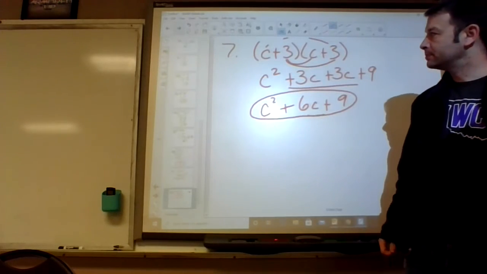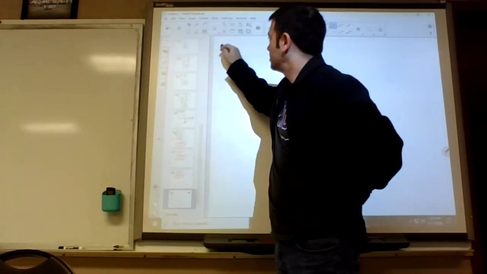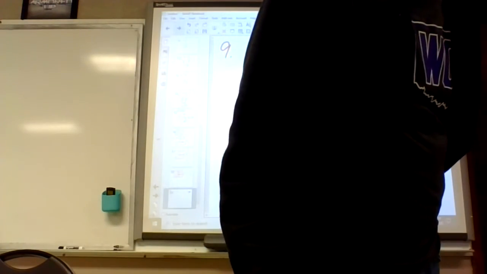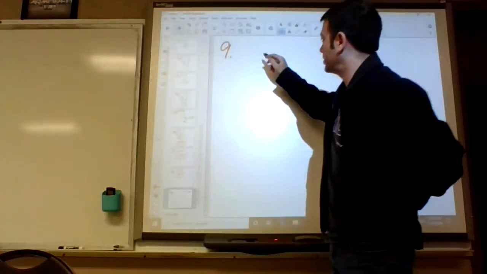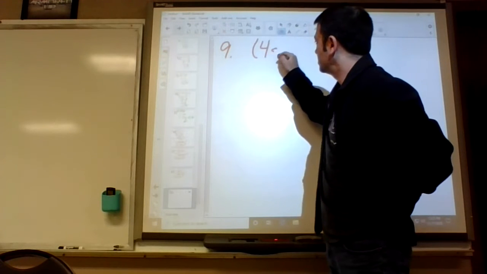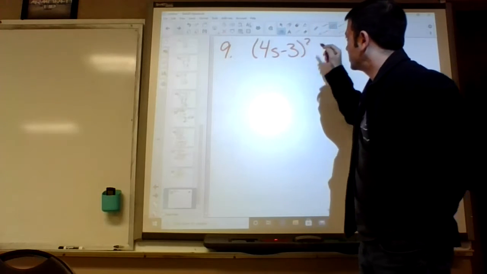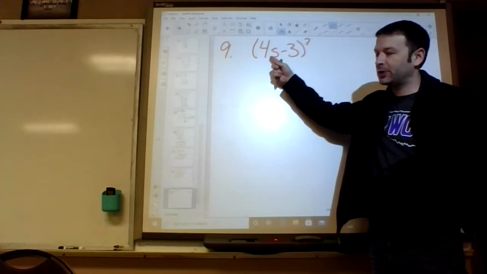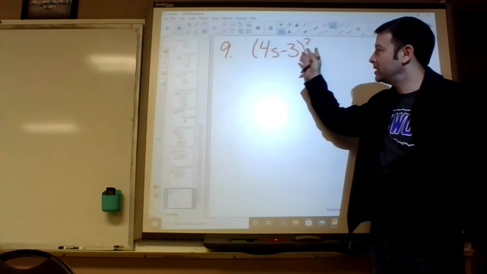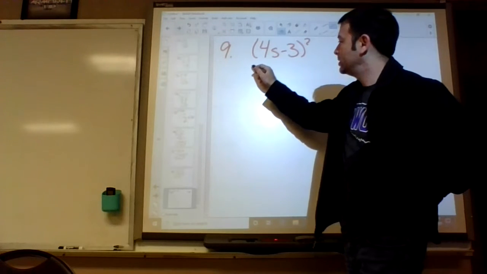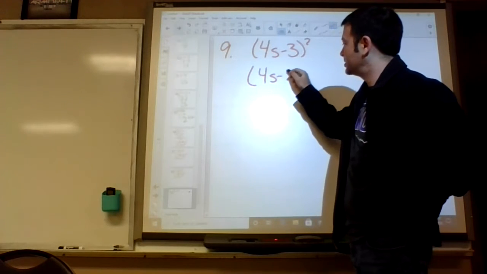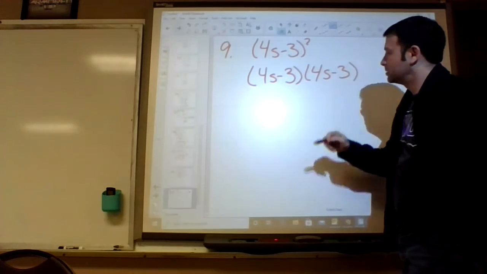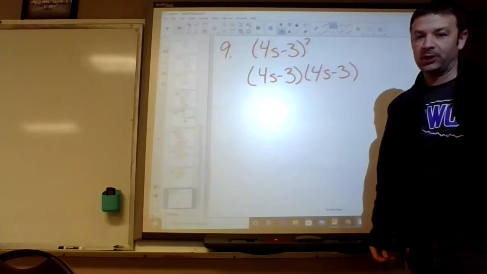Number 9 says (4s - 3) squared. Okay. Squared means take the thing times itself, but it's not just 4s times 4s or 3 times 3. It's all of it times all of it. So really what this problem is, (4s - 3)(4s - 3), looks like that. And so it is a FOIL problem still.